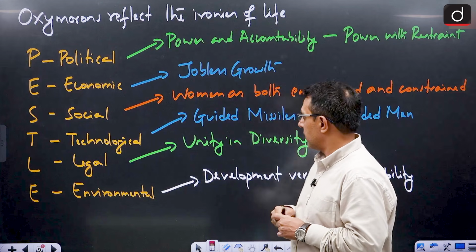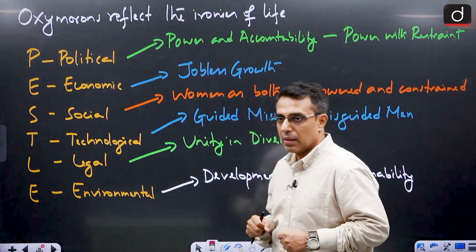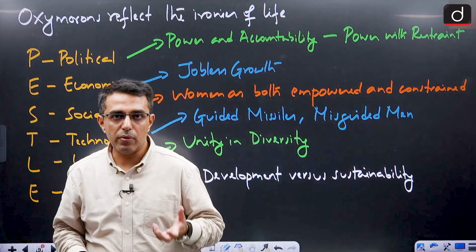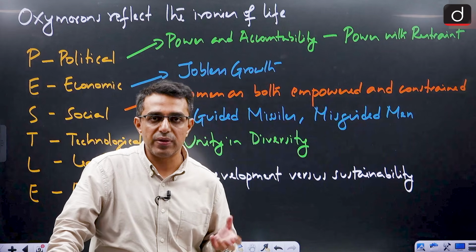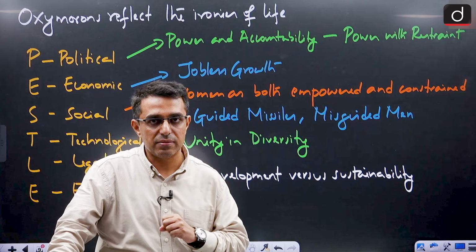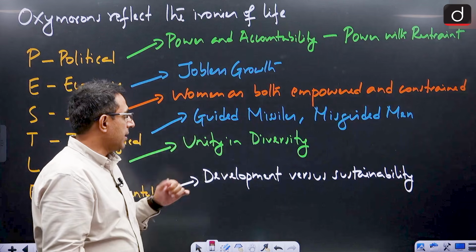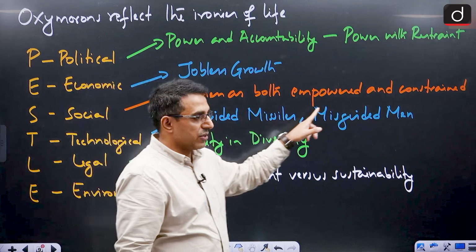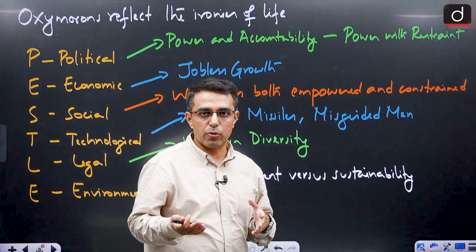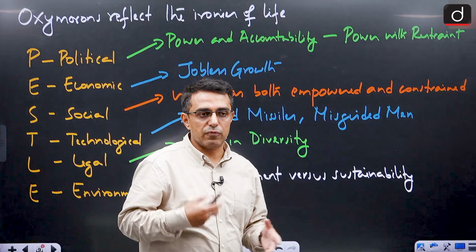Then in social, we can take the example of women. Now women are getting empowered, but at the same time women are also facing a lot of disadvantages in the society, right? So they are both empowered as well as constrained. Again an oxymoron.